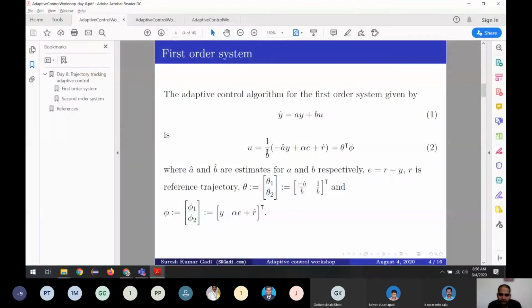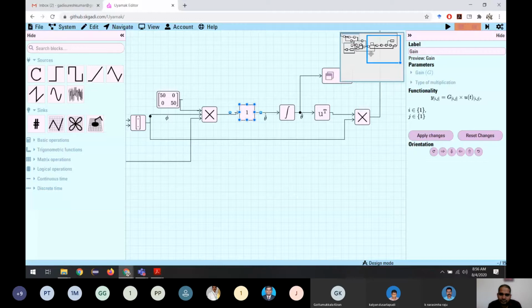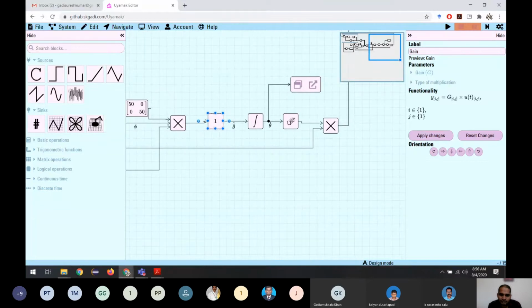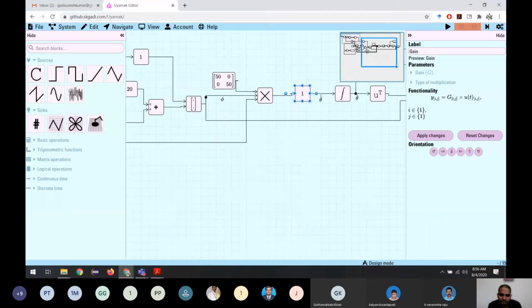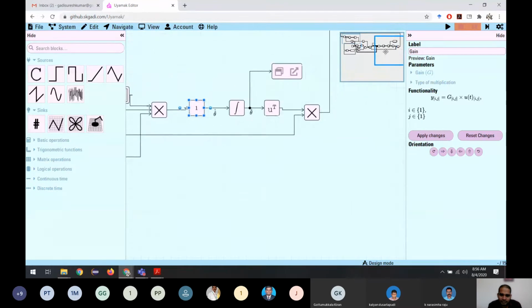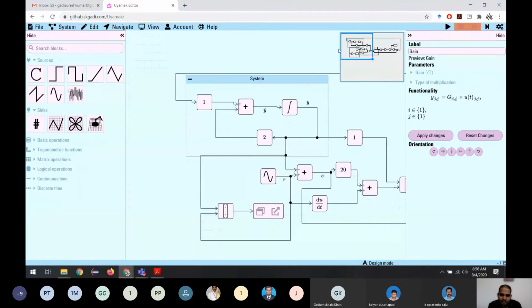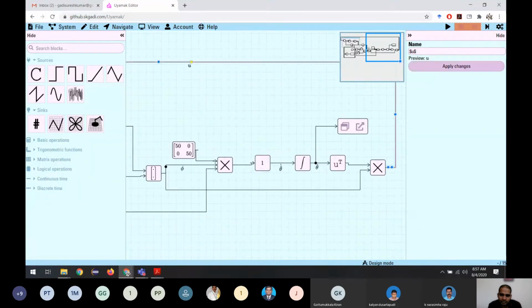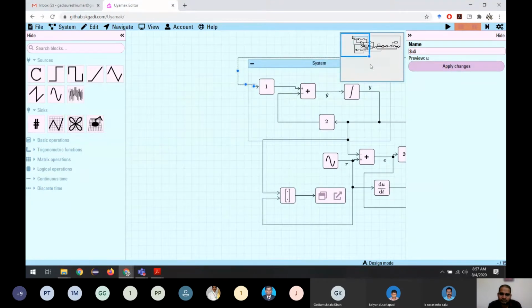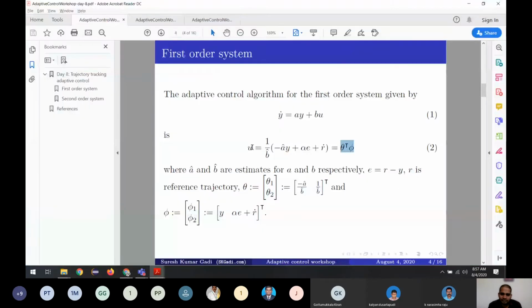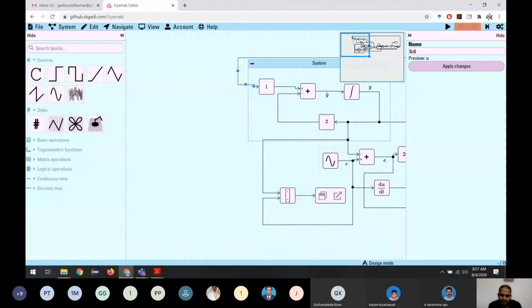And so what is the u? The u is the whole of this, or you can say theta transpose phi. So we are making theta transpose, and what is phi? We have calculated it here. So we multiply with this. This multiplication of these two things goes as input to the system. So the whole thing is U, which is going as input to the system. If you see, the control algorithm is this one. We are implementing this algorithm. Where are we giving the reference? The reference we are giving here.